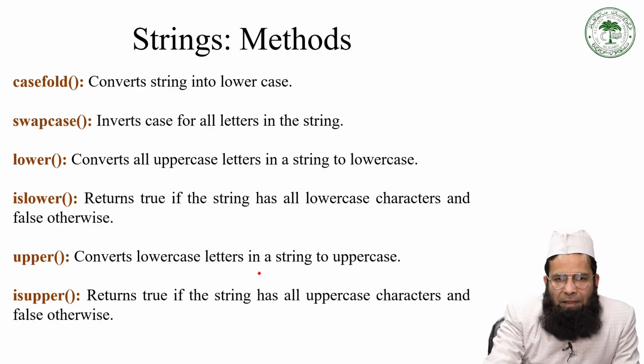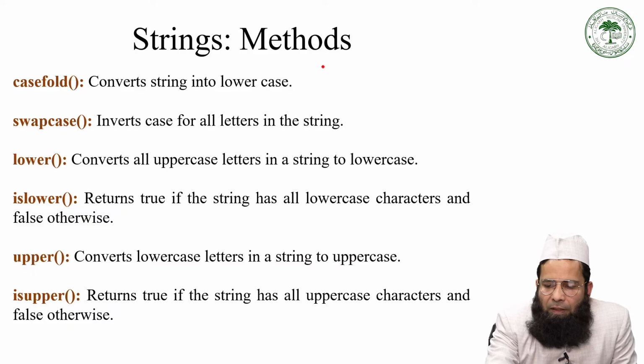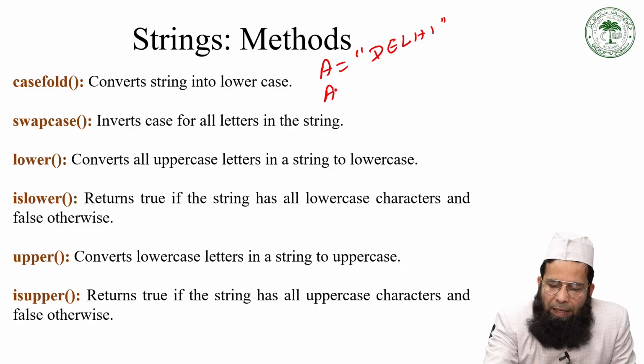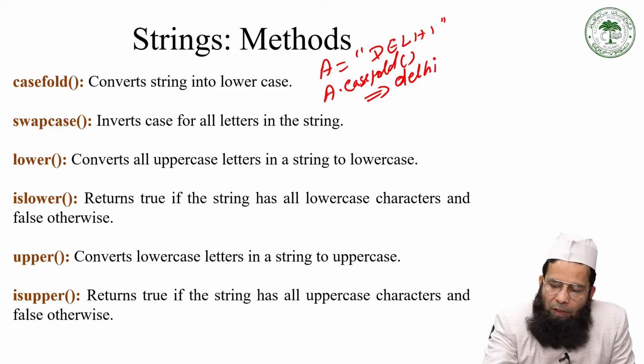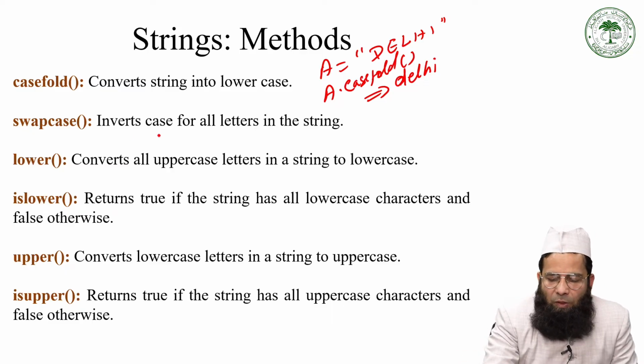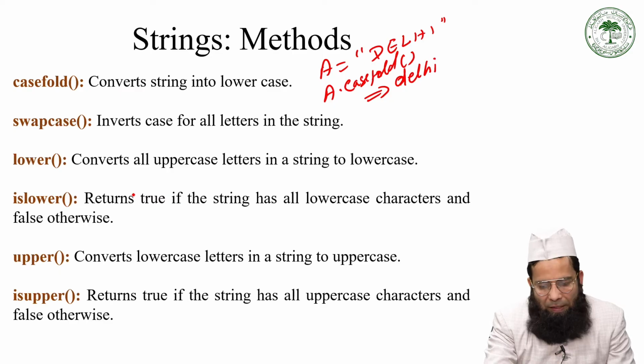Like we have a method casefold, which converts a string into lower case. Suppose you have a string a is equal to Delhi, right? If you write a dot casefold, it will give me all in lower case. So it will give me this value. Similarly, swapcase would invert the letters. Lower converts all uppercase letters in a string to lower case.